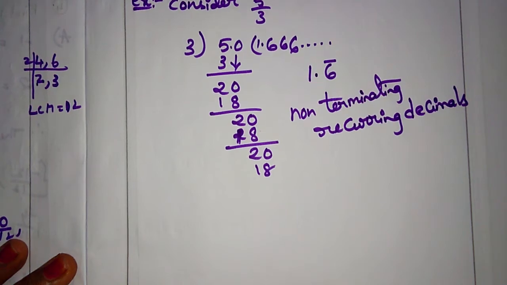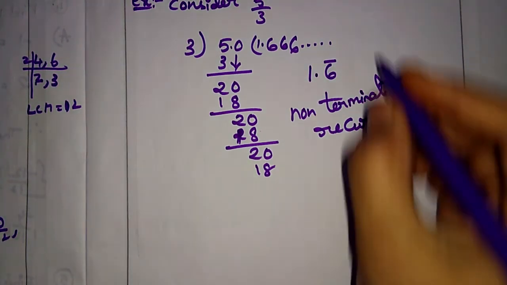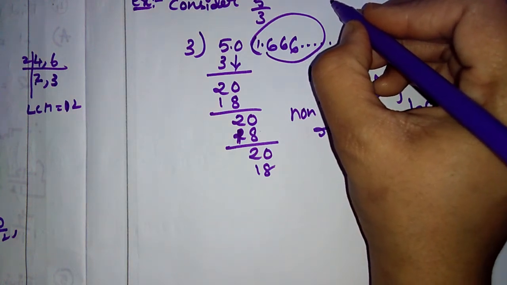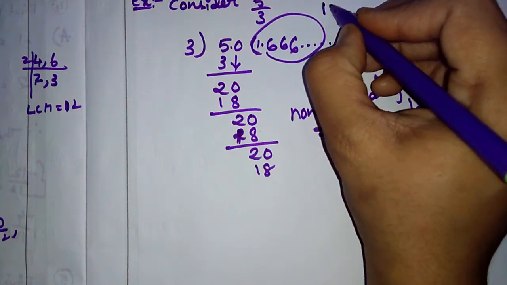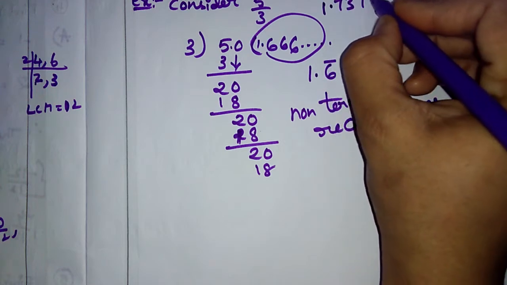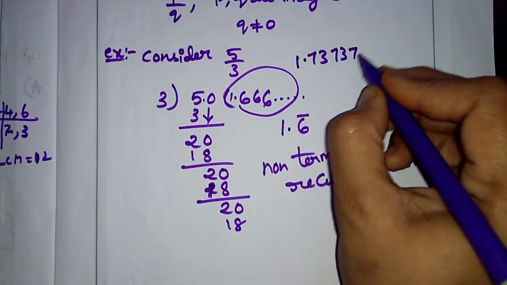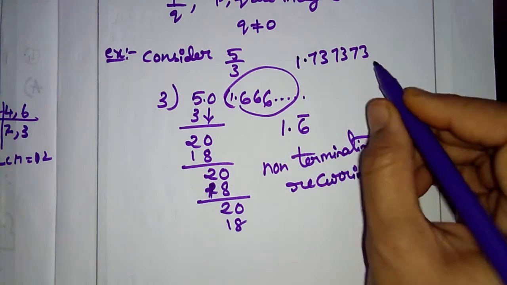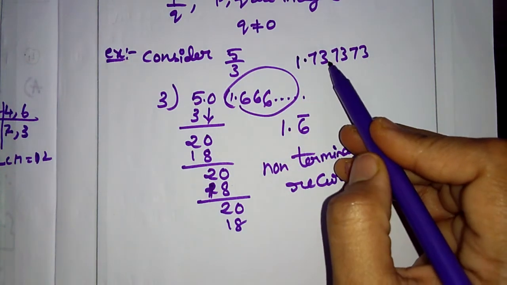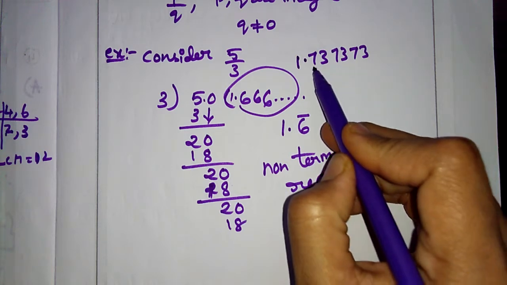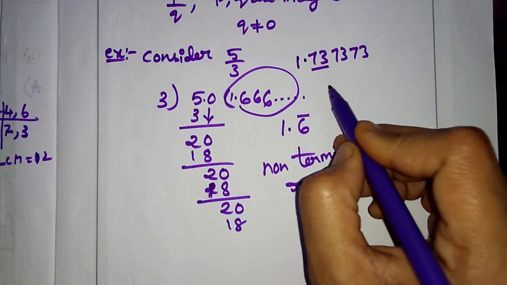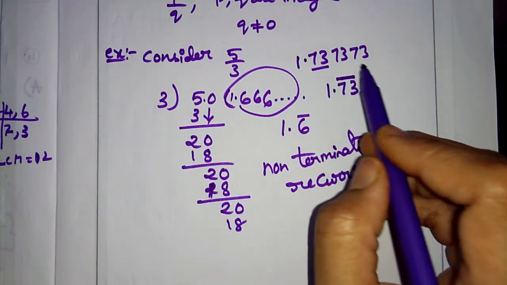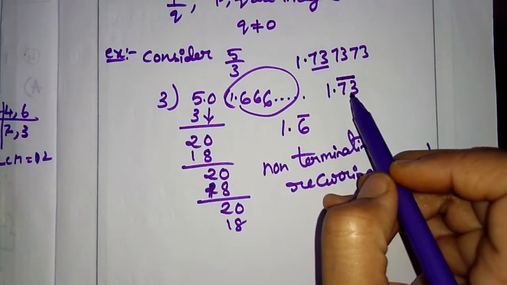recurring decimals. Understood, children? Sometimes whatever quotient we get may repeat like 1.73 73 and so on. That also can repeat when we are dividing some fractions. In such a case, what is repeating, children? 73 is repeating always. So on top of both digits you should write a bar. What is repeating should be written like this.